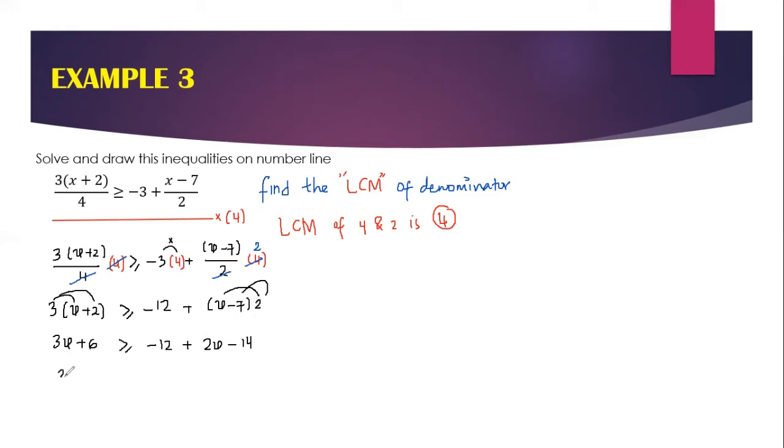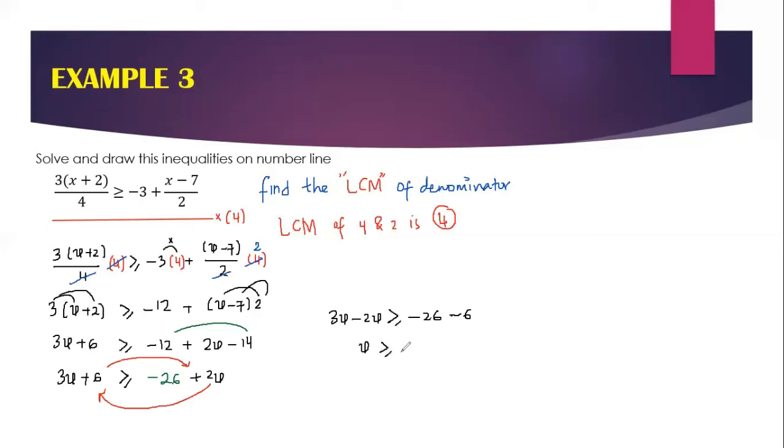Okay, so let's go. 3x plus 6 is greater than or equal to minus 26 plus 2x. Okay, students, using algebra, the x will go to the left side, and 6 will go to the right side. Next, 3x minus 2x is greater than or equal to minus 26 minus 6. 3x minus 2x is x, so x is greater than or equal to minus 32. Okay, so this is the final answer. You get that? This is the final answer, right?